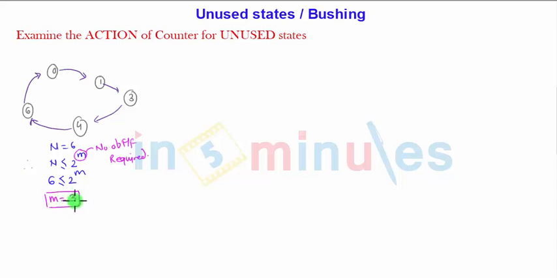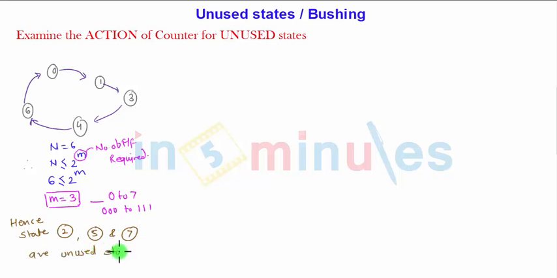And if the value of m is equal to 3, there will be 2 raised to m states, that is nothing but a total of 8 states, ranging from 0 to 7, that is 000 to 111. And if we look carefully, state numbers 2, 5 and 7 are missing, hence state numbers 2, 5 and 7 are unused states here. So we need to check the action for these states 2, 5 and 7.